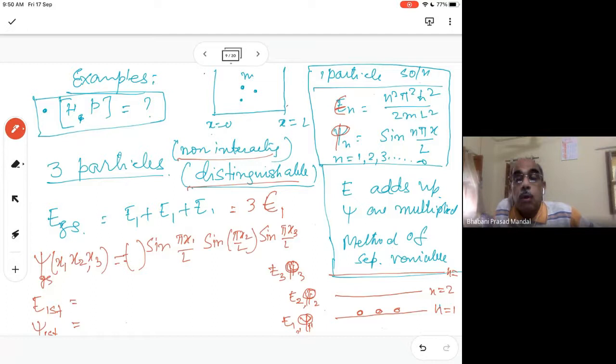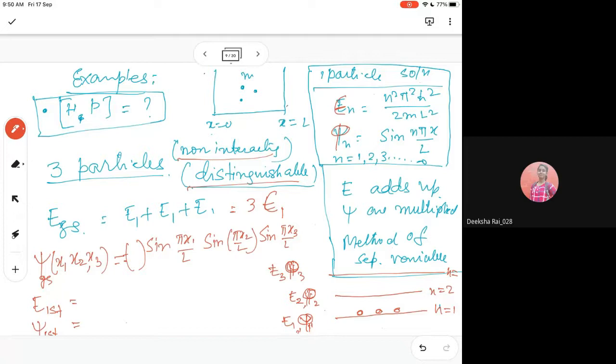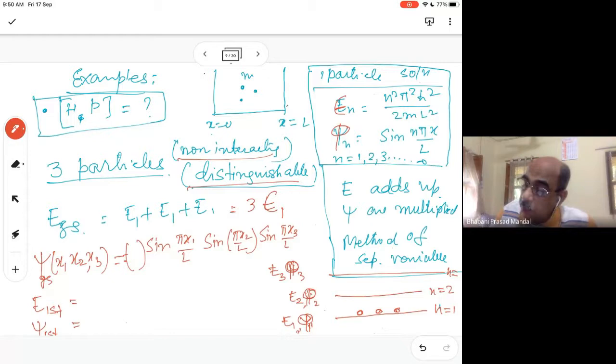Tell me what will be the first excited state energy of three particles. Very easy. I said all three particles occupy the lowest state, and it will be the minimum possible energy. Now one of them will be in the second state, meaning n equal to 2. Okay, good. So if one of them goes to this upper state, then it will have the next possible energy. But which particle will go to the upper state? Who will go to the upper state?